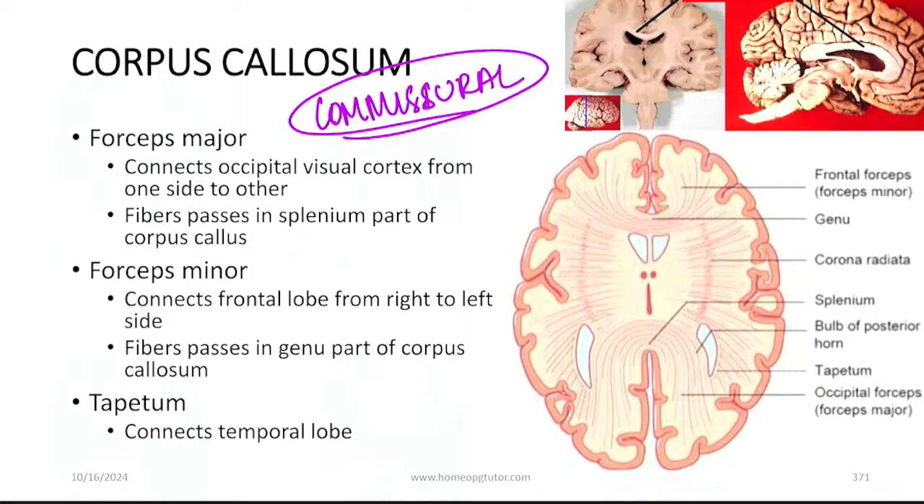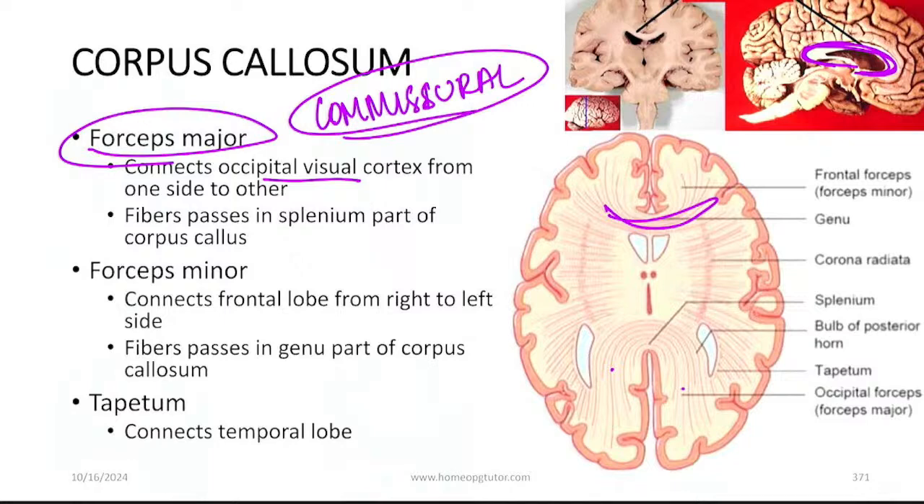Now, the corpus callosum again has different portions. The first one connects the occipital cortex of the right and left side. That portion is called the forceps major. Remember, corpus callosum is not only this portion. If you take a sagittal section, you will see the entire thing is called the corpus callosum. The anterior portion is comparatively smaller; its thickness is lesser.